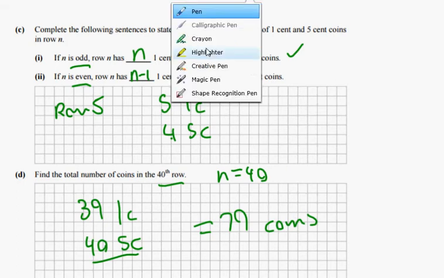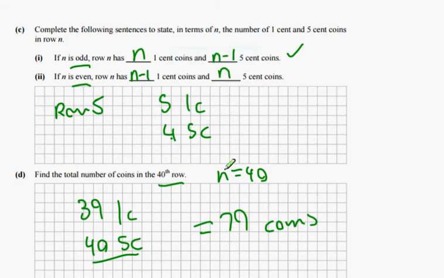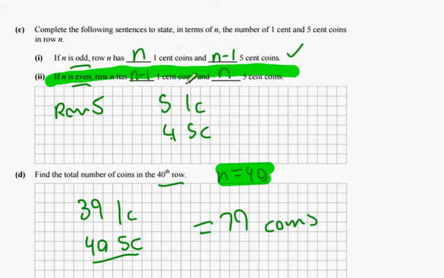I used this rule here, Sean. N is an even number, and I'm using the even rule. So I replace n with 40. So 40 minus 1 is 39 1 cent coins, and n being 40 is 40 5-cent coins. Then I added the 39 and the 40 together to get 79. Exactly, because it's an even number. If that was 41, I'd have to use the top formula, not the bottom formula.